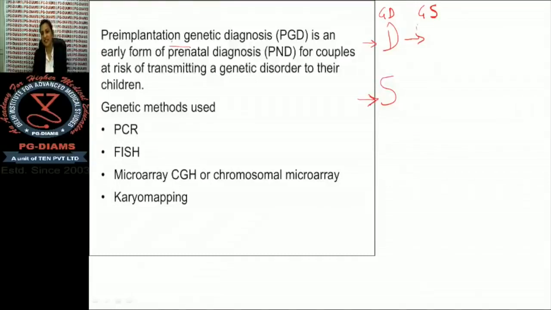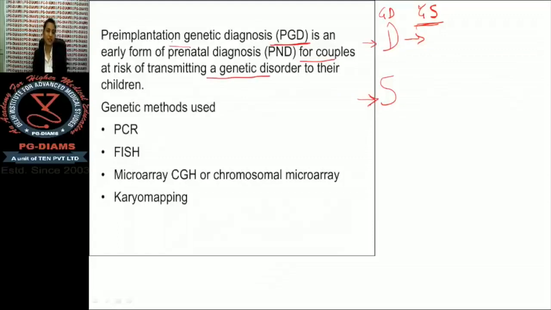While genetic screening is done when you want to know whether the baby has Down syndrome, Patau syndrome, there is no specific risk factor, or basically there is a general risk factor for chromosomal abnormalities. You don't know which particular condition you are looking for. That is screening. That's the difference, be it pre-implantation genetic diagnosis or prenatal diagnosis, or pre-implantation genetic screening and prenatal screening. Diagnosis is when you know which condition you are looking for. PGD is an early form of prenatal diagnosis for couples at risk of transmitting a genetic disorder to their children.